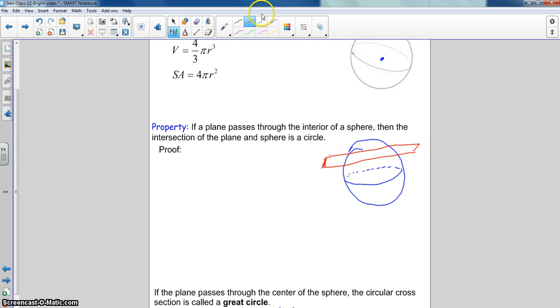I need to identify the center of the sphere, and I'm going to call that O. We determined before that the closest distance between a plane and a point is given by the foot of the perpendicular line segment to the plane. I'm going to identify that point as X. So I know that this is perpendicular. Now I want to consider a point on the intersection of the sphere and the plane, say point A.